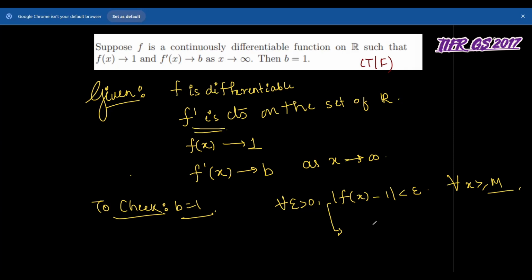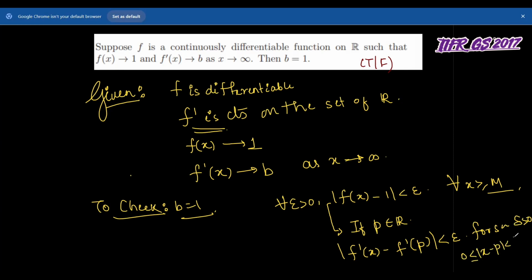Along with that, we also have that the derivative of the function is continuous. This means if I take any element p belonging to the set of all real numbers, I have mod of f dash of x minus f dash of p less than epsilon for some positive delta, whenever mod x minus p is less than delta. So this is the definition of continuity of f dash of x. We have used this condition also.